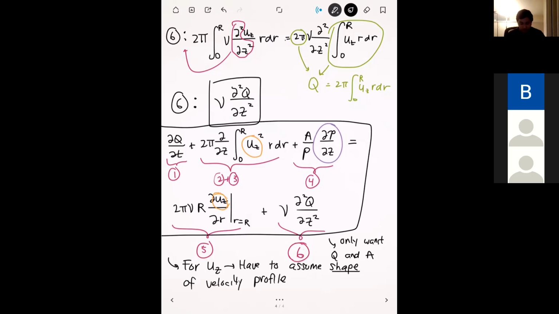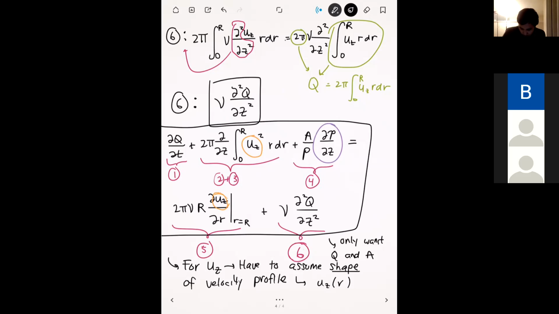Or in other words, we're going to have to define what uz of r looks like. Thankfully, we already have a solution for this. Think back to our review for fluids when we solved the Navier-Stokes equations in cylindrical coordinates. What we found was a solution for uz, and it was a parabolic profile. Let's use that same solution and plug it into this expression here.